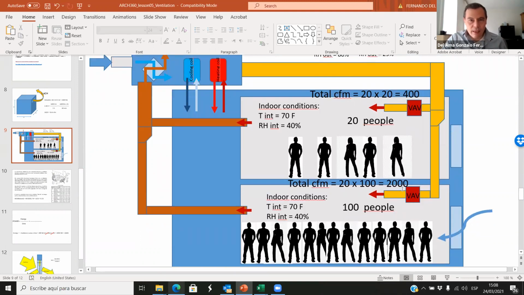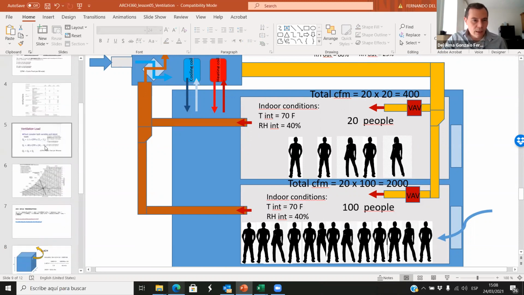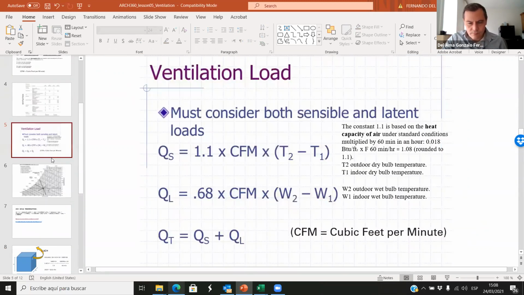And it can be natural or mechanical ventilation. So these 20 times the number of people, it's for both natural and mechanical ventilation. And okay, this is what we are going to calculate today.